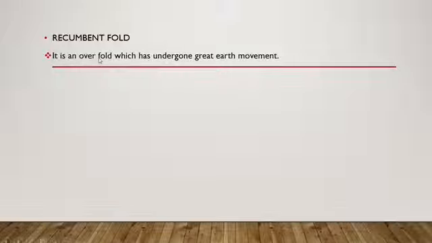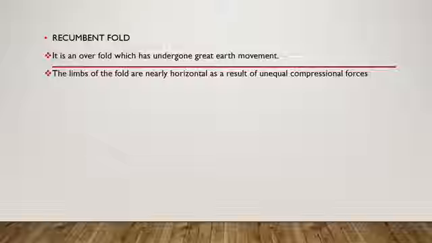Then the next fold is the recumbent fold. When an overfold undergoes a great earth movement, we have what we call the recumbent fold. For the recumbent fold, the limb is lying nearly horizontal as a result of an equal compressional force. So let's look at the diagram here.